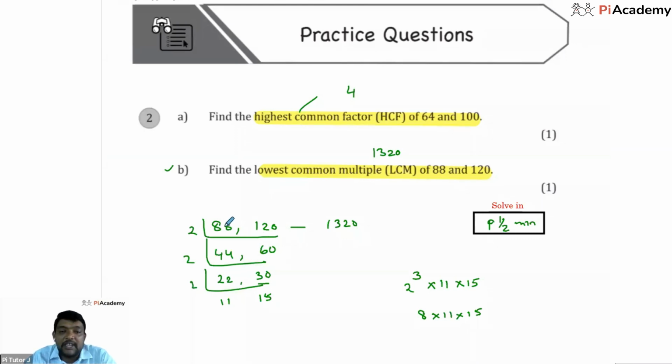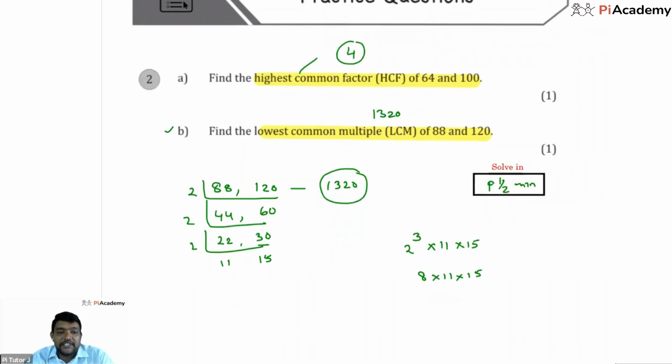So you see, if you know this method, it will be really easier for you. You can do that. It will become really easy for you. And regarding the highest common factor, you need to list out the factors, and you said 4. That's the correct answer. Okay, let's go to the next question, guys.